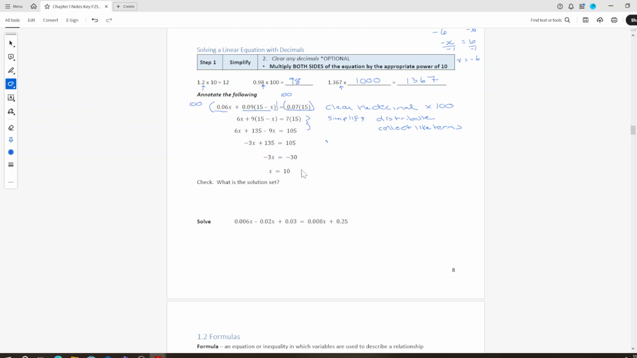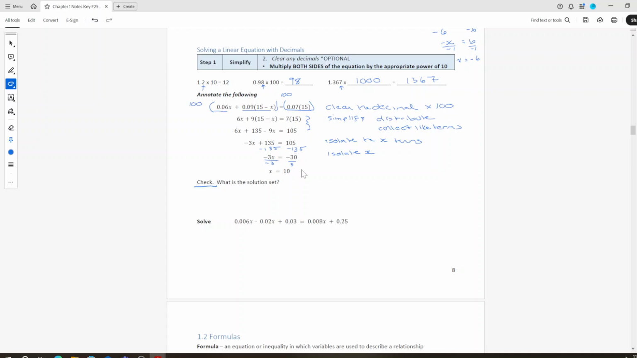Then we isolate the x term, right? So we minus 135, we minus 135, and then we isolate x by dividing both sides by -3, and then we get our solution. And what is the solution? Well, the solution would be 10.